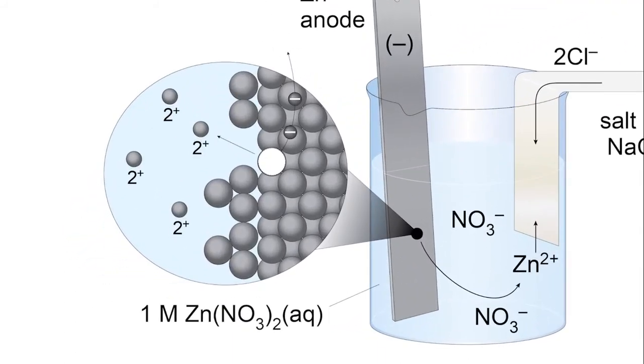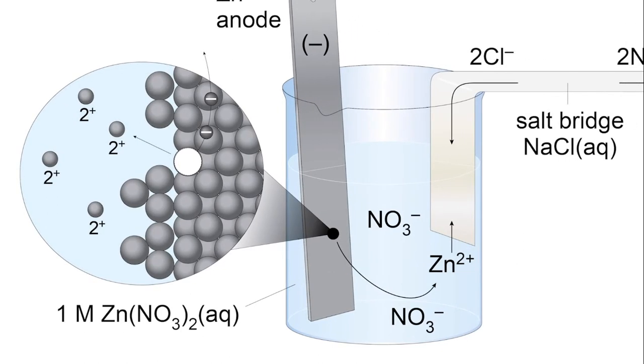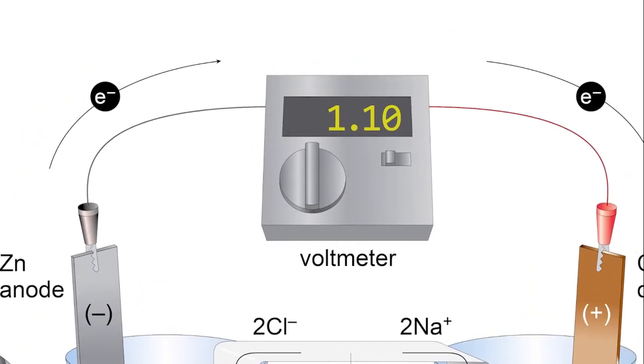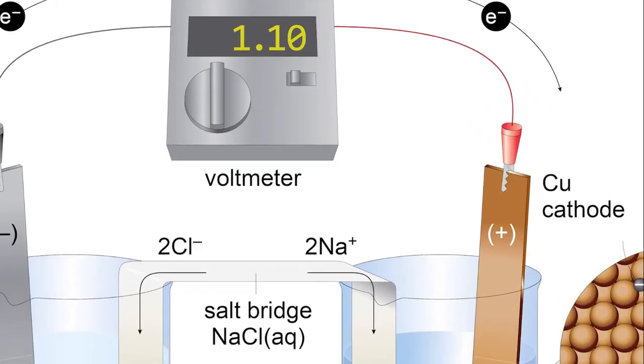The zinc atoms give up 2 electrons and pass into solution as zinc ions. To compensate for each zinc ion entering the electrolyte, 2 chloride ions also enter the electrolyte from the salt bridge. This maintains the charge balance. The electrons from the zinc anode travel around the external circuit.